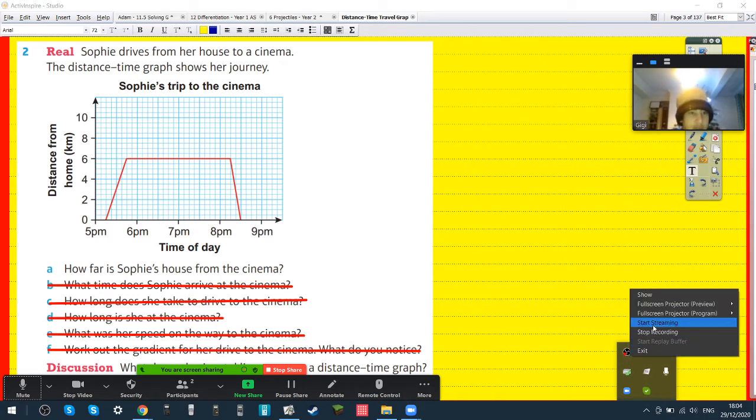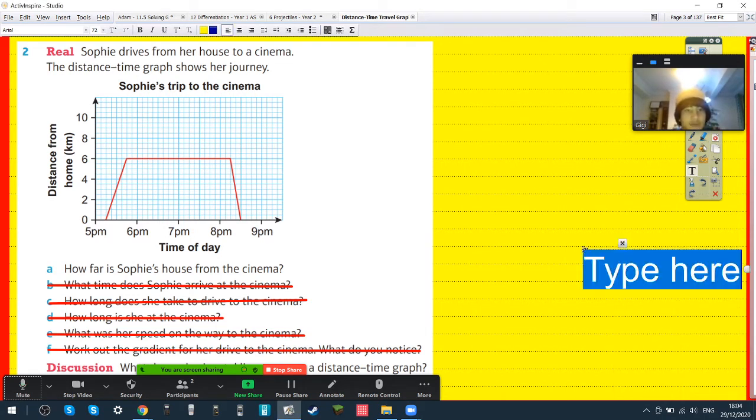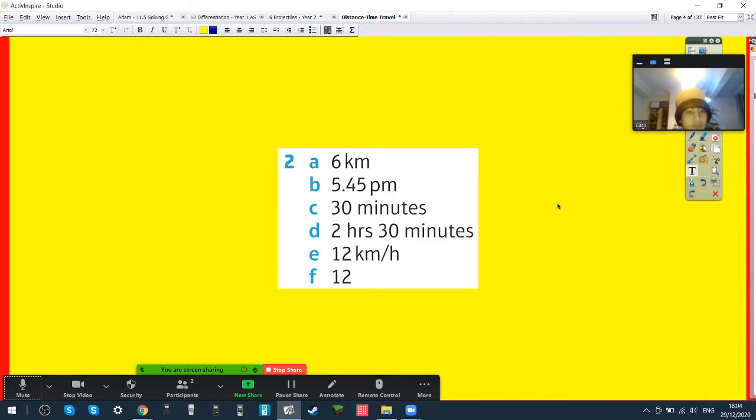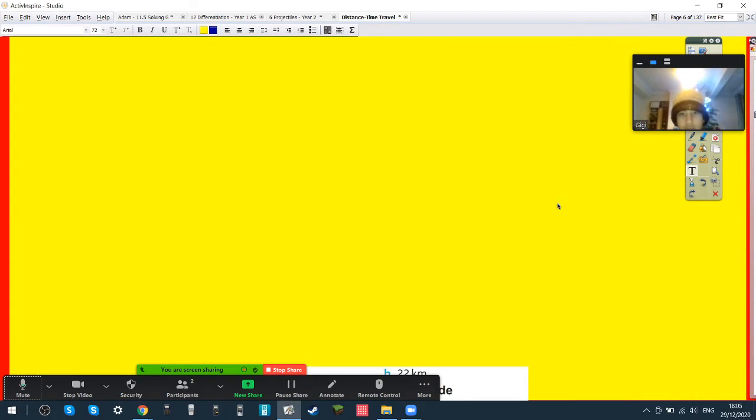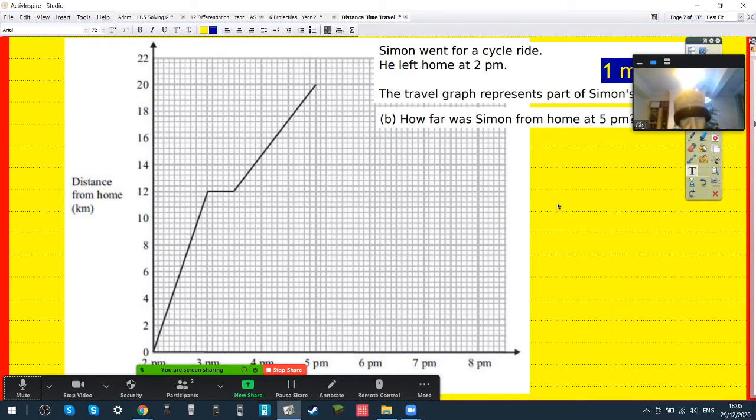6 kilometers. Yep. There we go. Let's do that. How about this? 22 kilometers. That's it. That's all right. It's going to be fine.